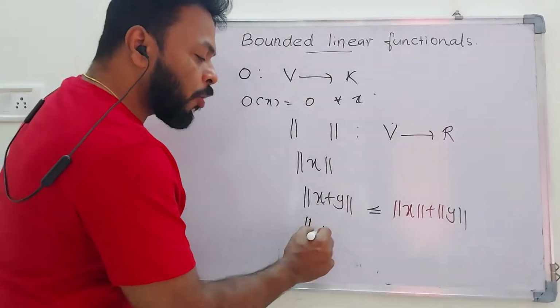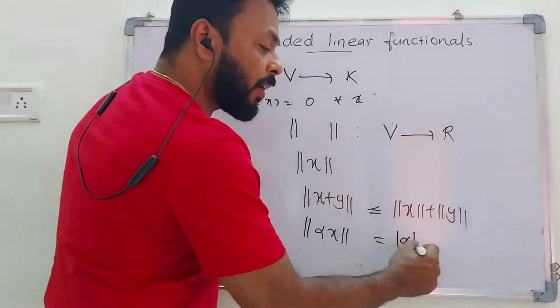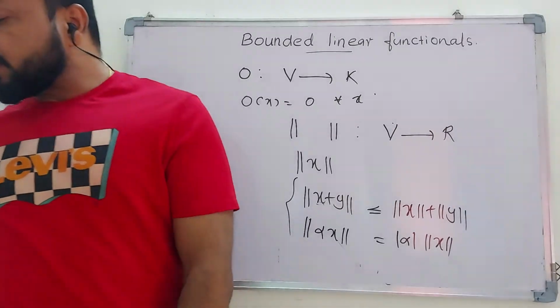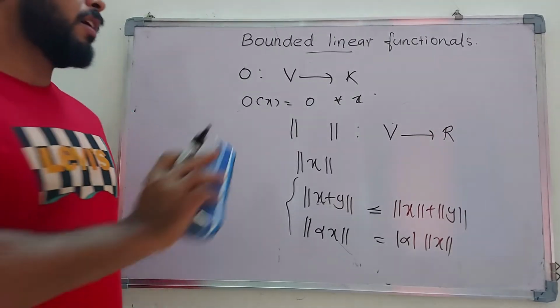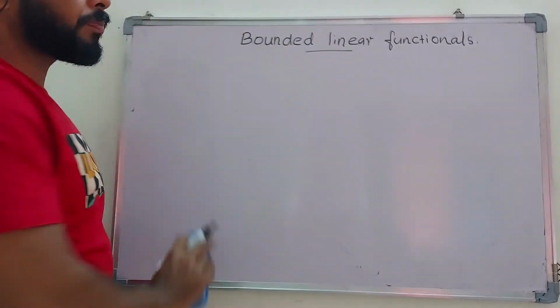Similarly, norm of alpha x is not alpha times norm x, it is modulus alpha times norm x. So the norm is a functional but it is not a linear functional. So an example of a non-linear functional is the norm itself.